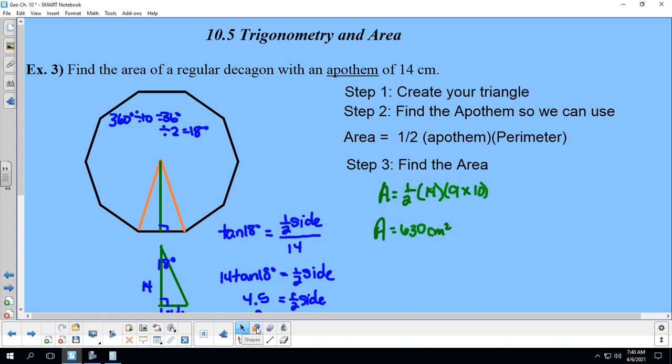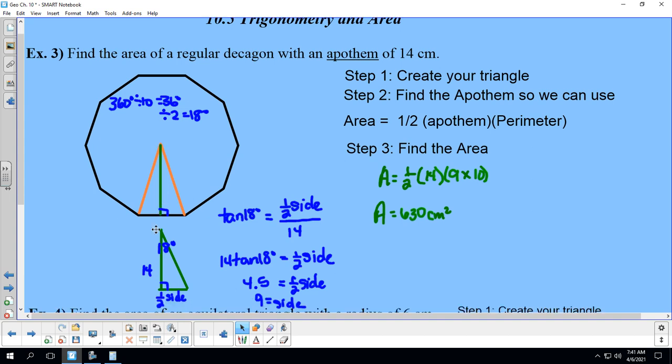Well, let's take a look. So step number 1, create your triangle. So we have a regular decagon. So we got this triangle here. It has an apothem of 14. So from the top perpendicular to the side is going to be 14.